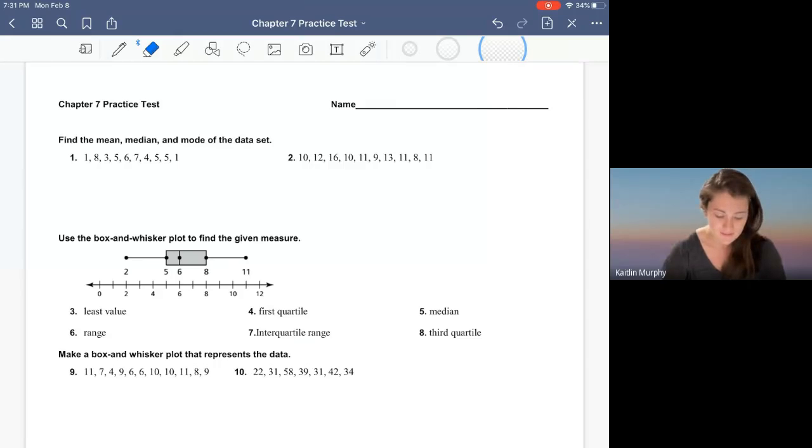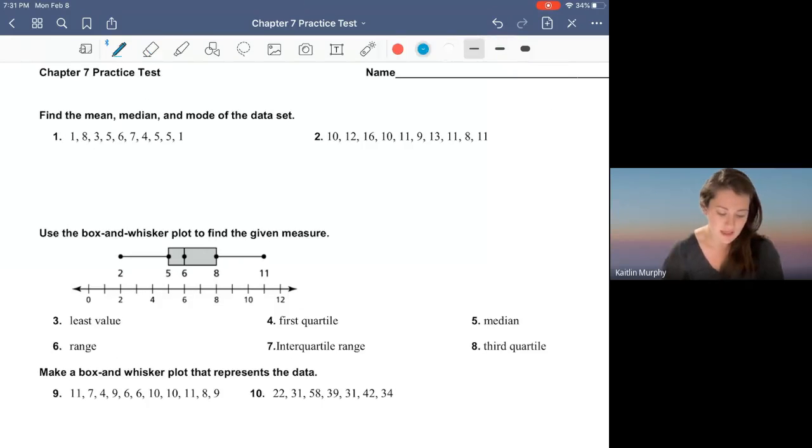Right off the bat, numbers 1 and 2, we're looking at finding the mean, median, and mode of the data set. So this is from our 7.1 notes. It'd be really nice to have those handy. It tells us again how to find mean, median, and mode.